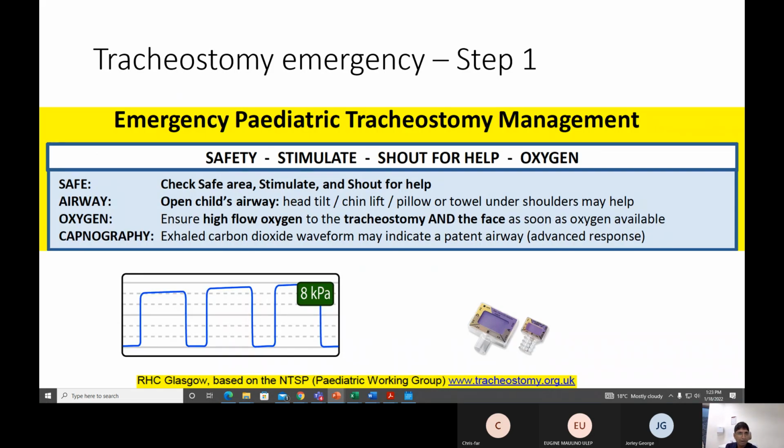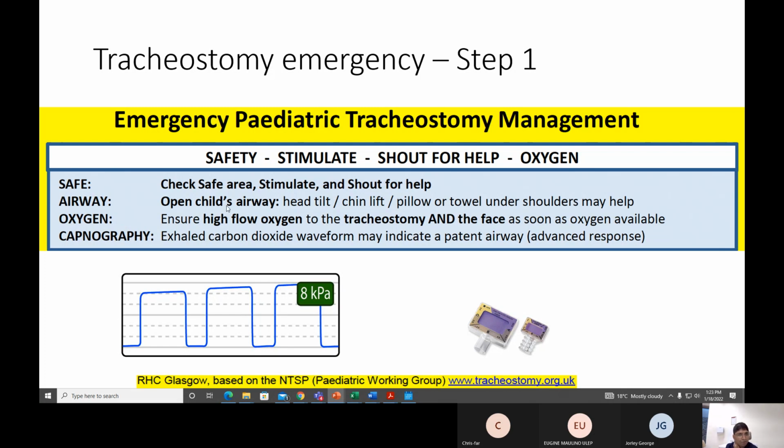Okay, so what to do if there is an emergency? If you find all these red flag symptoms, that means the patient is having a tracheostomy emergency. The first thing is to shout for help, call for help, because it's easier if you have more people there to help you deal with the emergency.